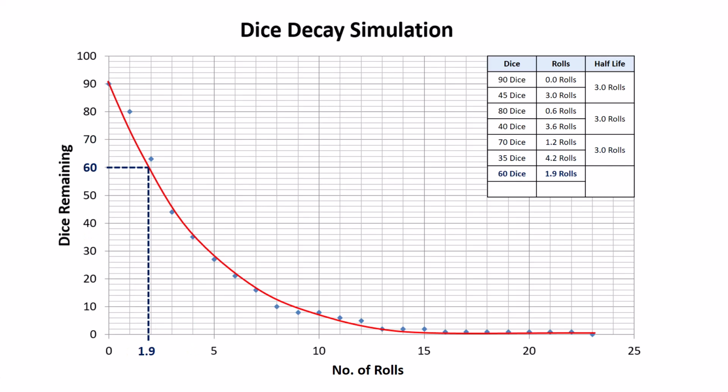At approximately 1.9 rolls, there are 60 dice remaining. It takes approximately 4.8 rolls to reduce the number of dice remaining to half this value, being 30. In this scenario, the half-life is approximately 2.9 rolls of the dice.